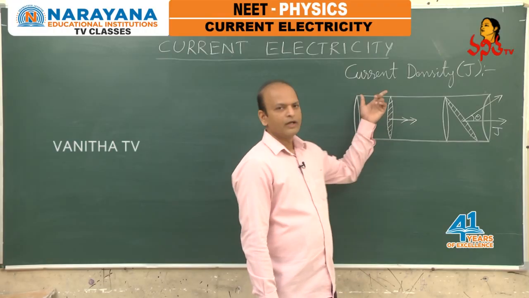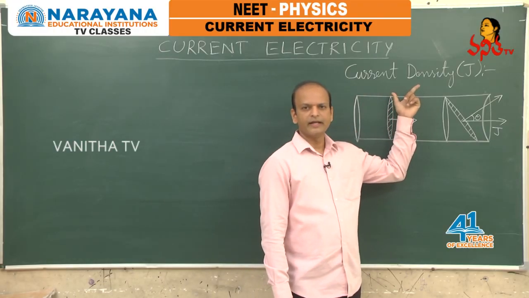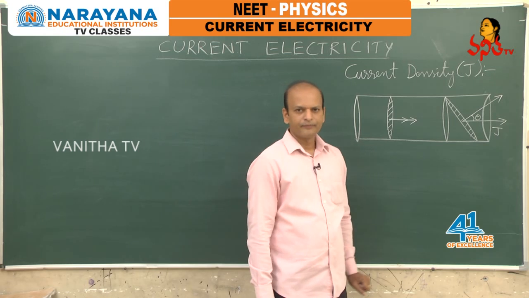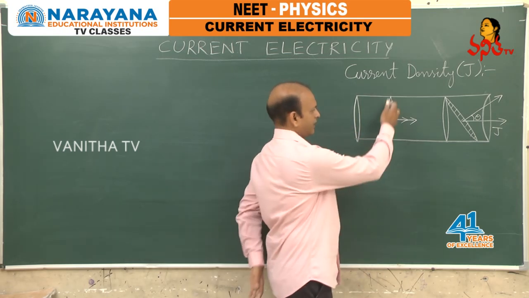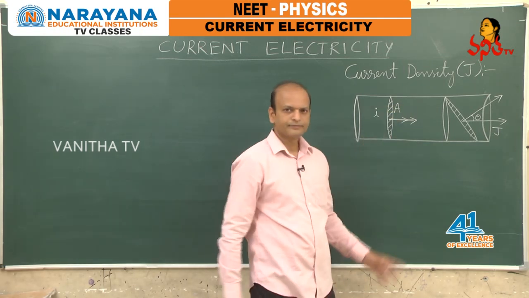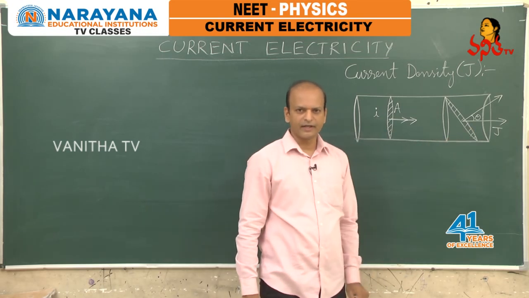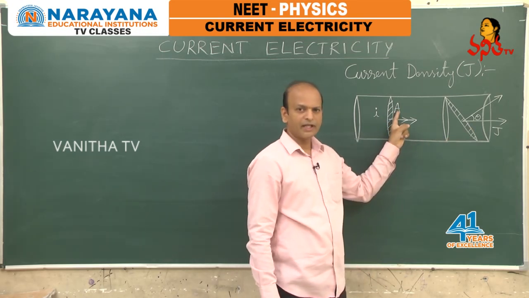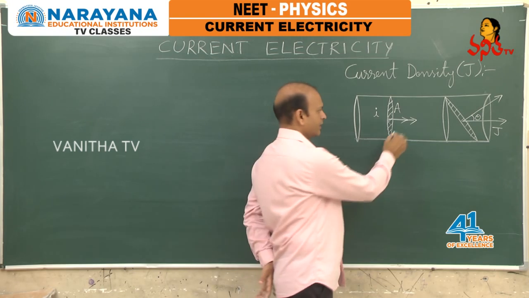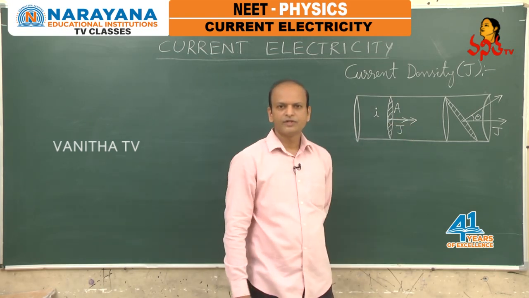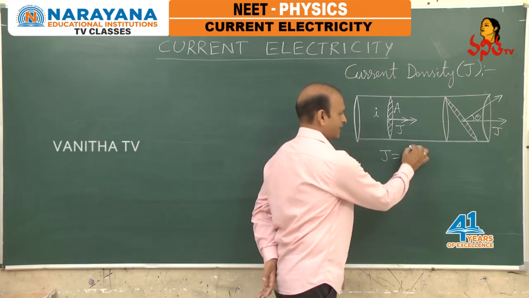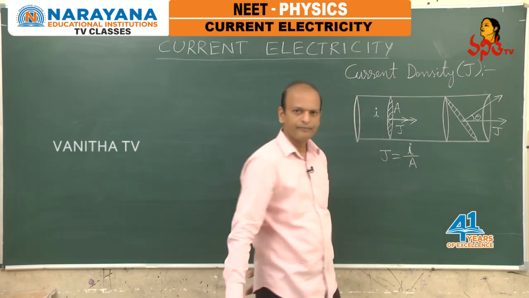Okay. Now let us see the next topic, that is current density, shown by capital J. Let us take a conductor. Its area of cross section is A. Current I is passing through this conductor through area of cross section A. Then through unit area of cross section, whatever the current is passing, that is called J, which we call current density. So J is defined as current per unit area.